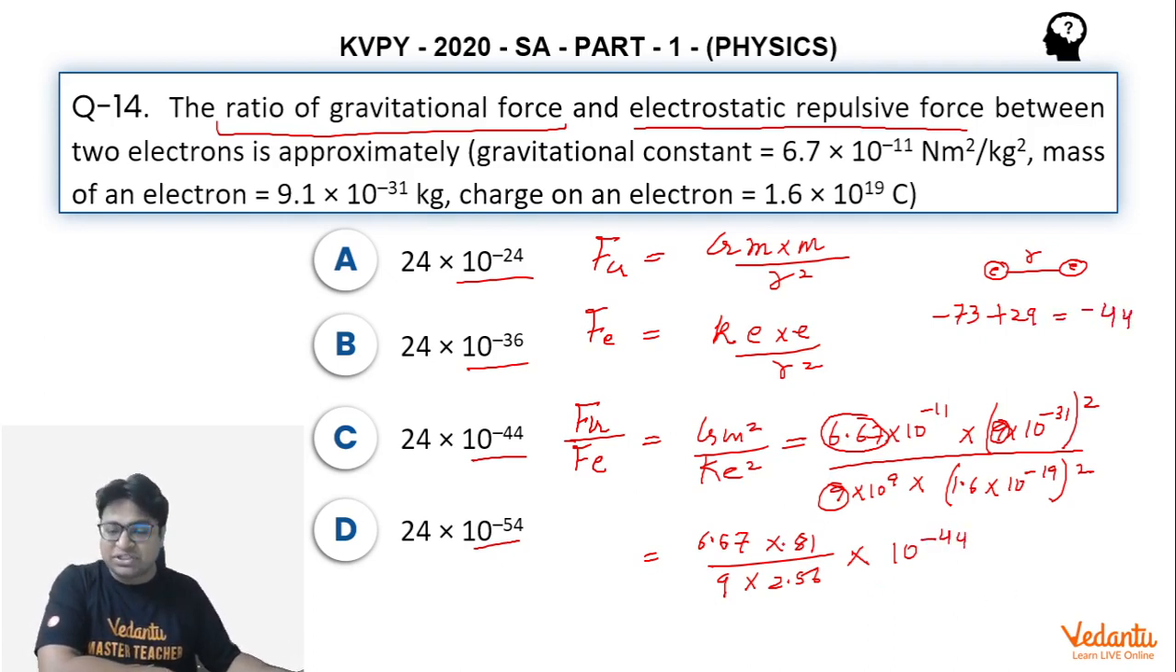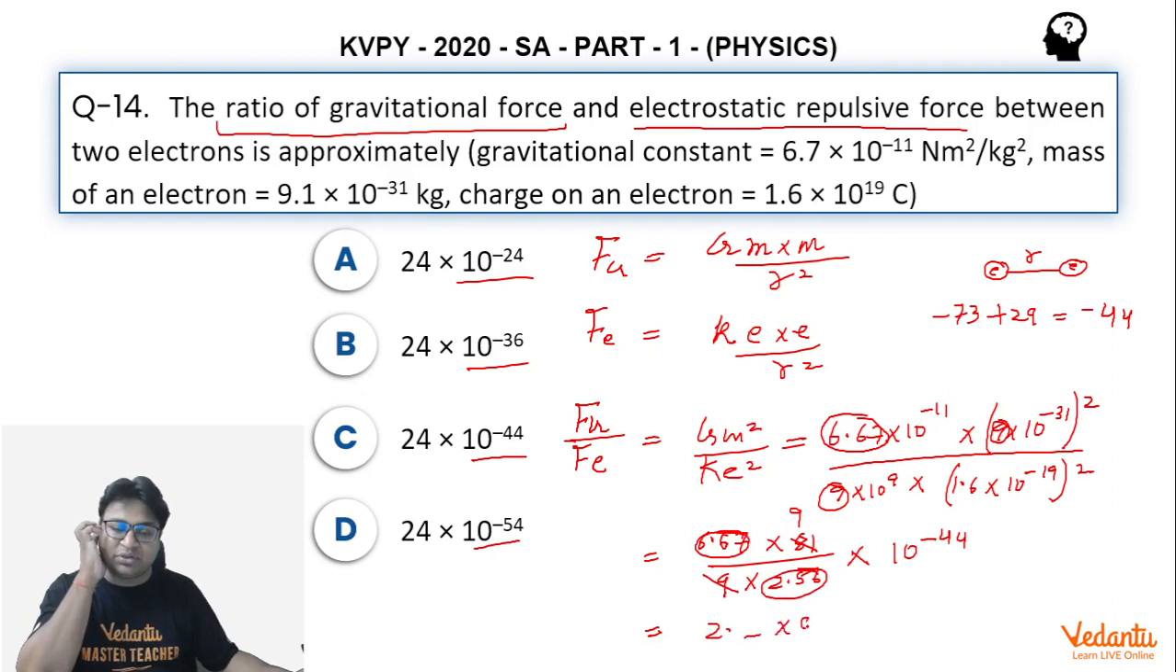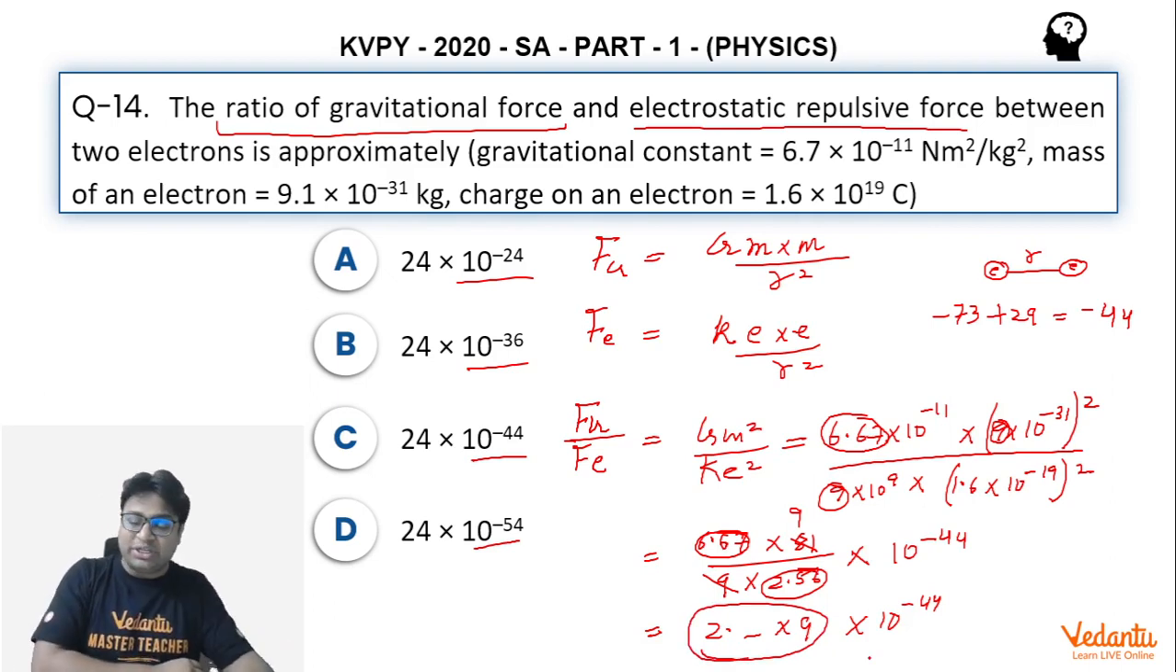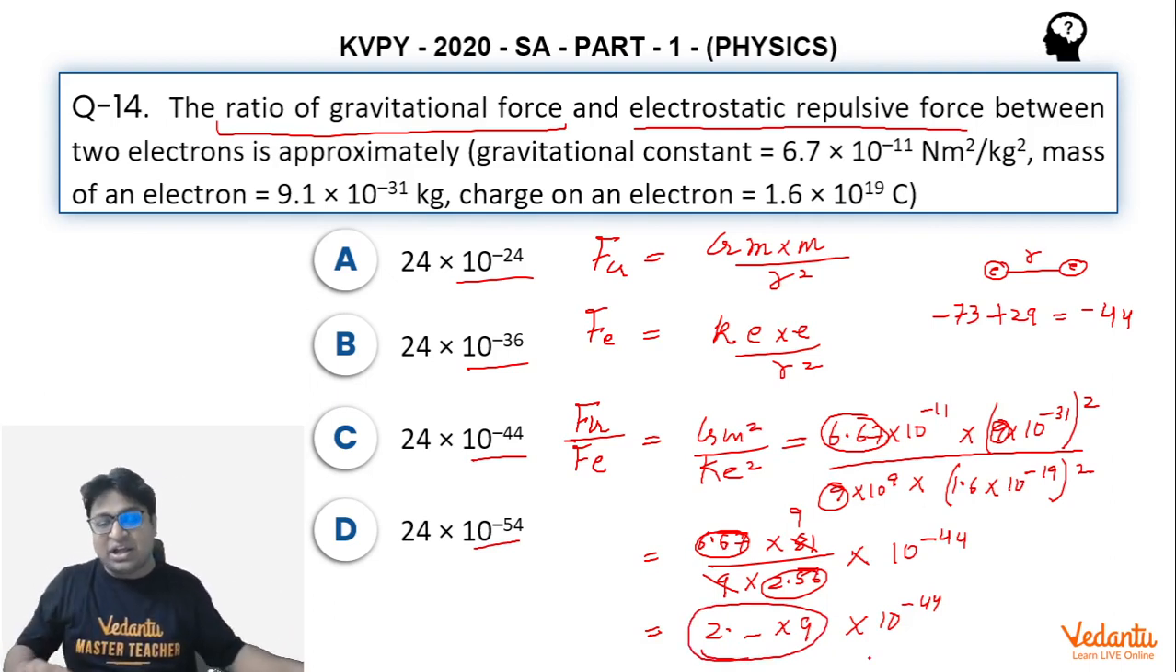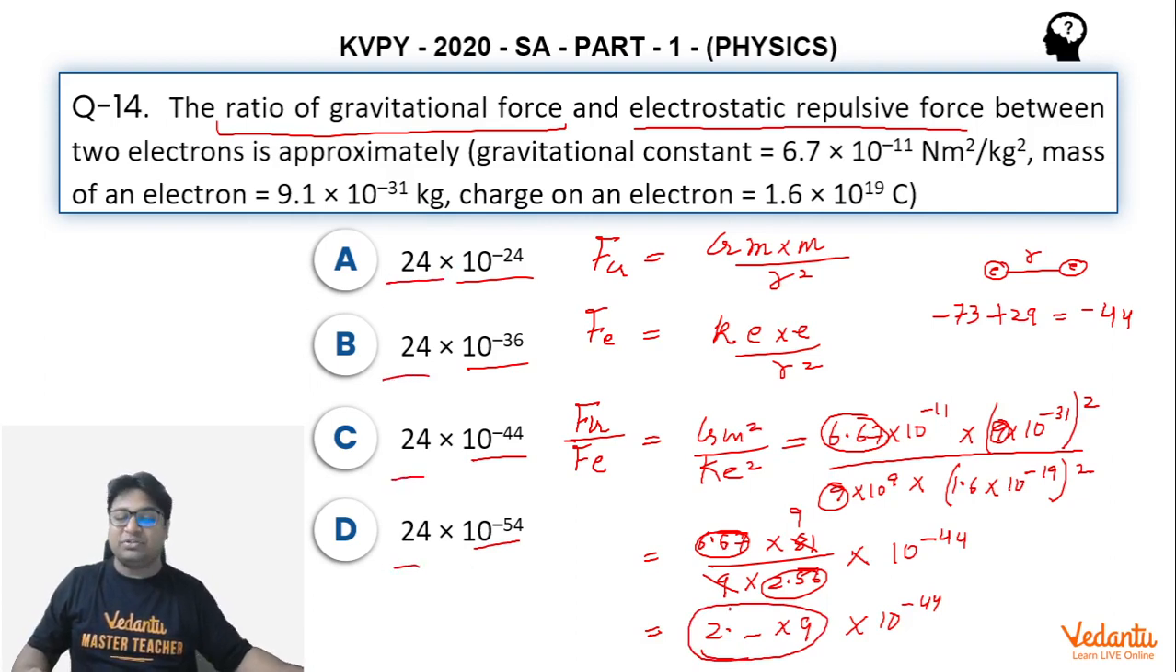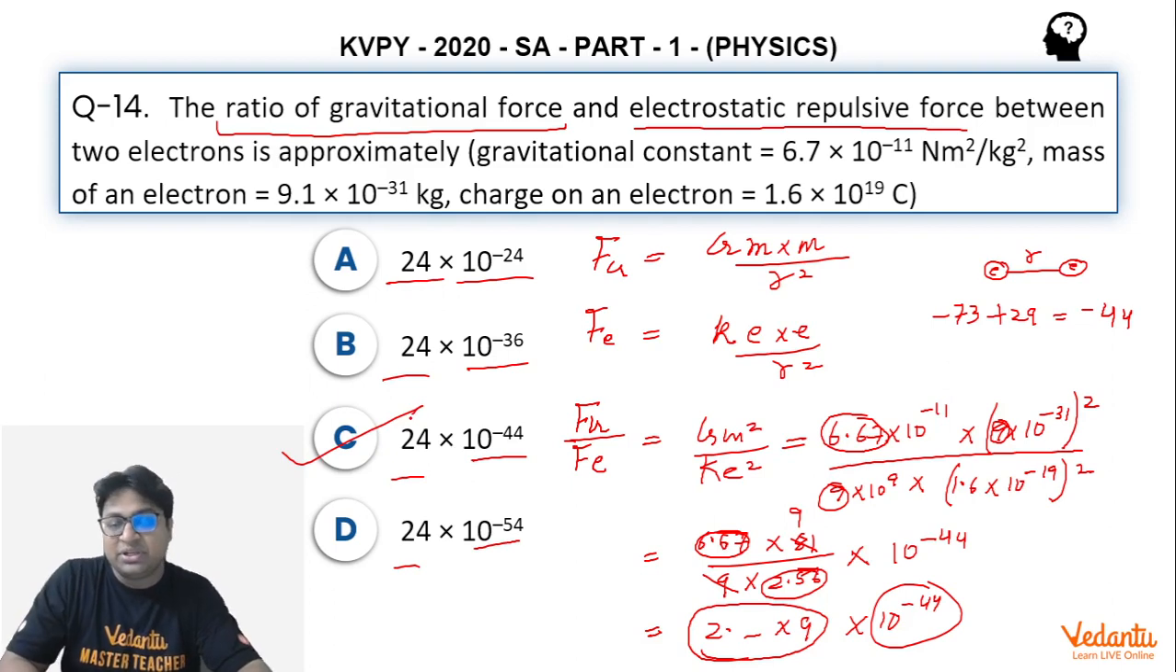Now we have to just check what is the order of this term. So let's do a rough calculation. This 9 gets cancelled with this, we get 9, and this 2.56 divided by this is probably something like 2 point something, into 9 into 10 raised to power minus 44. So we can clearly see that this number would be probably close to 20, maybe something more than 20. And since all the options have 24, I'm pretty sure that once we finish the calculation properly, we are going to get something close to 24, and the power that we are getting is 10 raised to power minus 44. So option C must be the correct one.